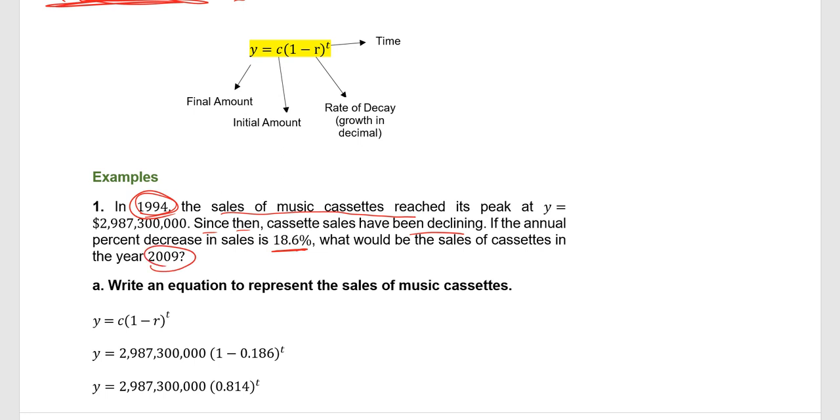First, we write an equation to represent the sales of music cassettes as a function of years, without specifying a specific number of years yet. Back to our general equation for exponential decay: y equals c times 1 minus r to the t. T is time, r is the rate of decay, c is the initial amount, and y is the final amount. The starting amount is 2,987,300,000, a very large number.